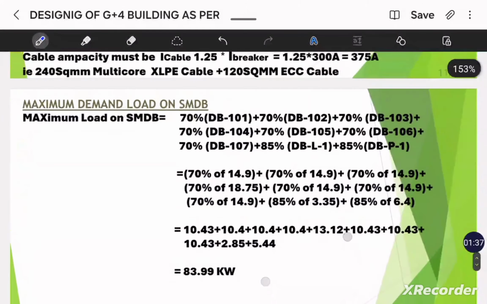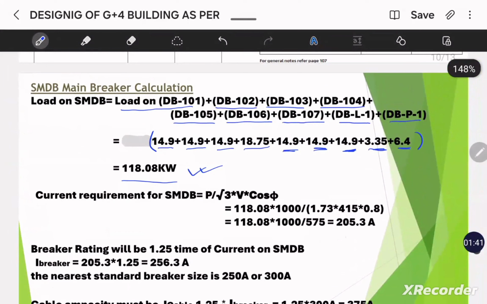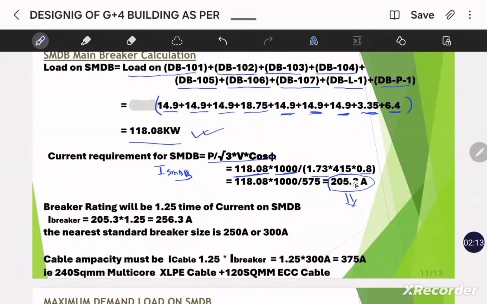Okay. Now this will be the total connected load. So in order to get the current on SMDB, we have to use this three-phase formula. Then I SMDB will be the load on SMDB into 1000 watt divided by √3 into V into cos phi. After calculating this, we will get a value of 205.3 ampere. So the current on SMDB is 205.3 ampere. As I told you during discussing DB breaker sizing, the breaker size for SMDB will be 1.25 times of the current on SMDB. So the breaker rating of the SMDB will be 256.3 ampere.